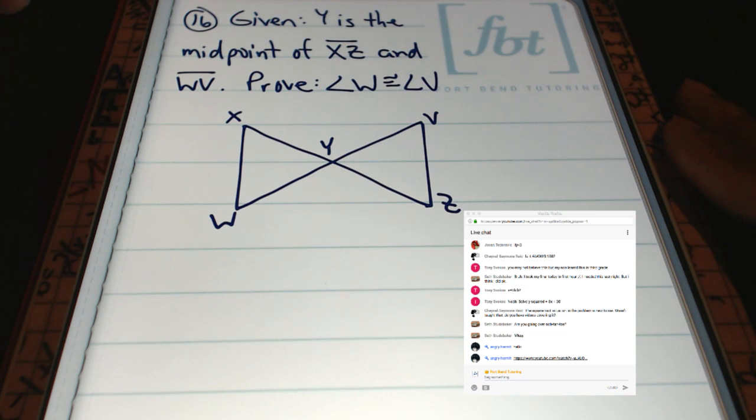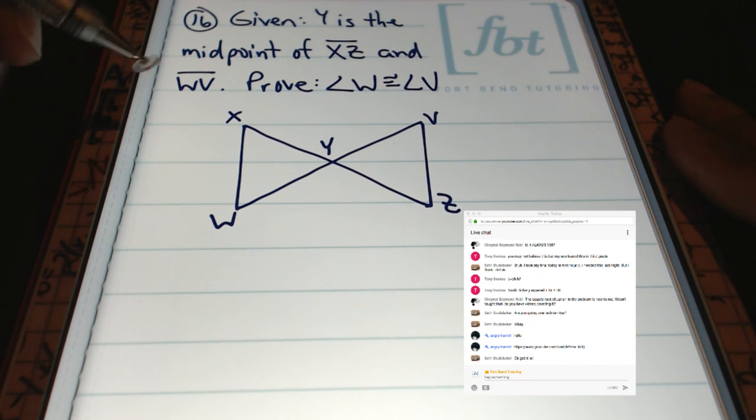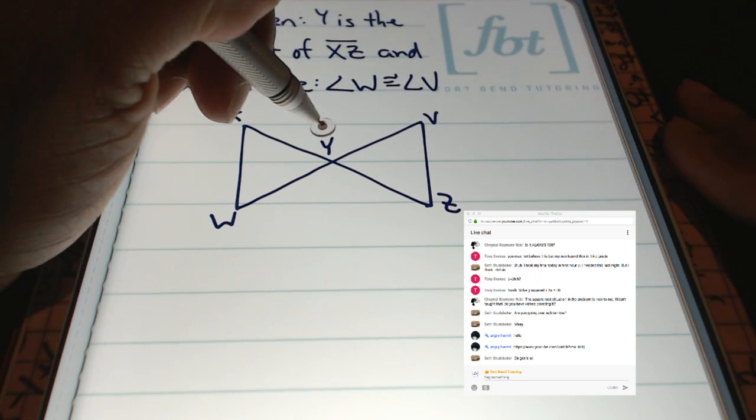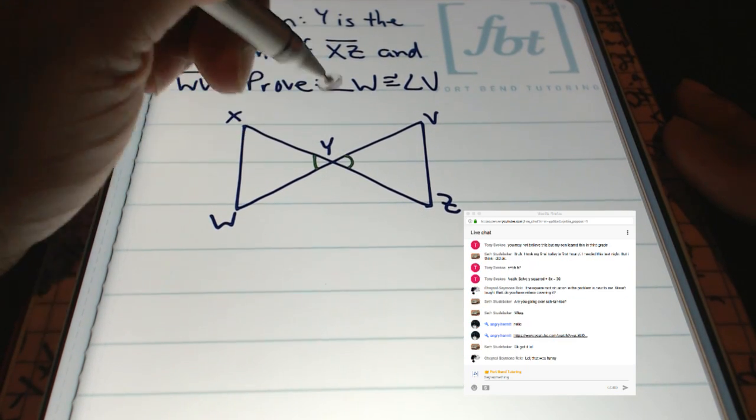Well, for one, guys, according to the vertical angle rule, anytime you have two lines intersecting, the opposite angles must be congruent to one another. I know that this angle has to be congruent to this angle here.